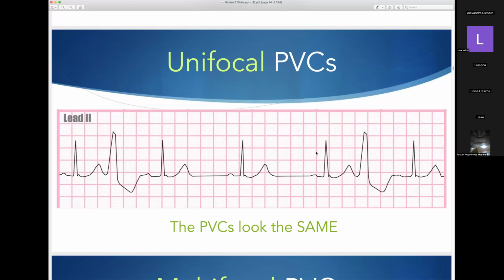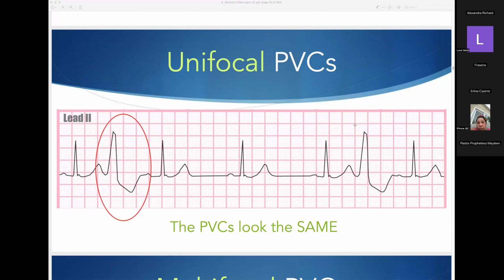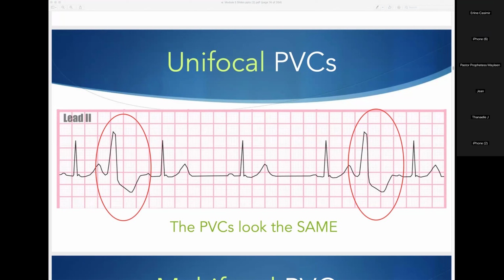So back to this, so you can determine where an electrical impulse came from that generated a PVC based on what it looks like. So there's two PVCs here. Here and here. So because they look the same, these are what we call unifocal PVCs. Because they look the same, they come from the same place.